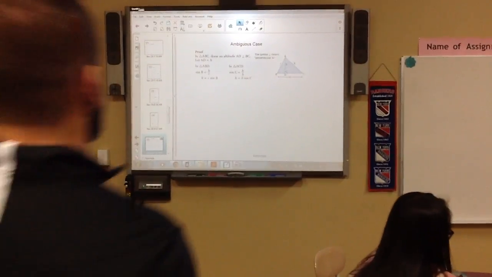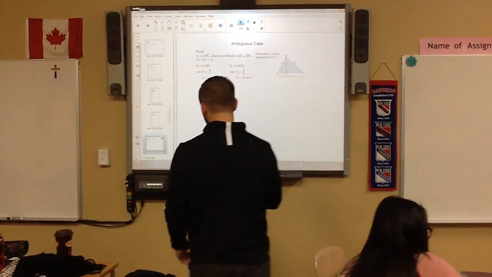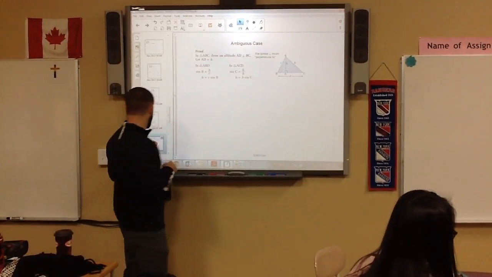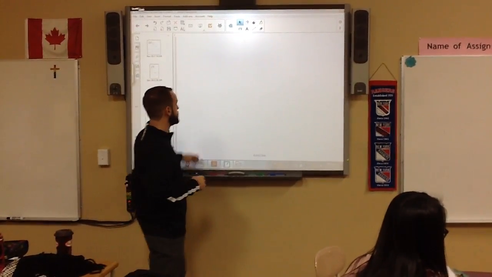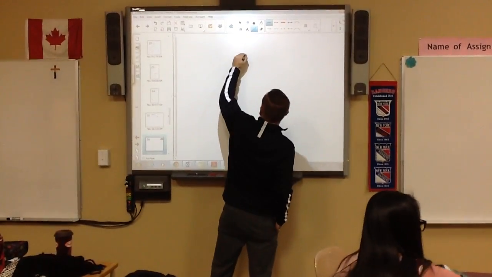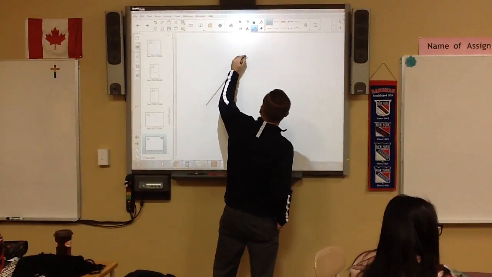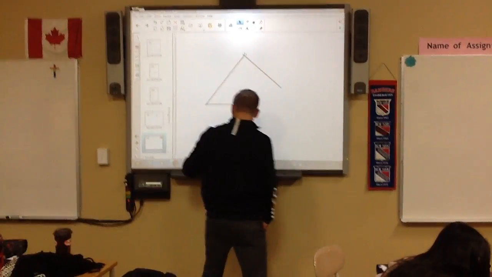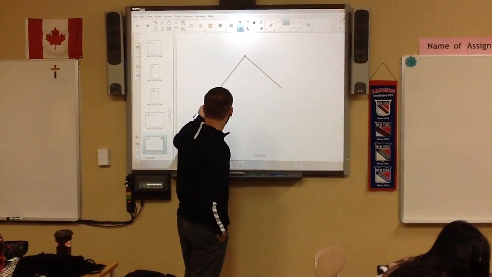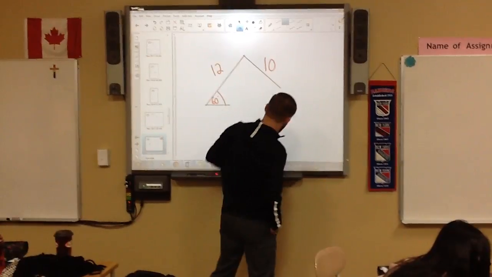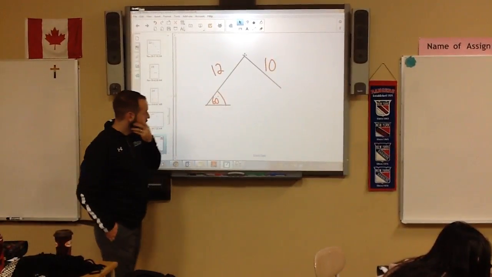The ambiguous case. Just like we talked about before, where I might have an example, let's use the example that we had where the issue came up. Let's say I was given a question, and it said that my angle here was 60, this side was 12, and this side was 10.